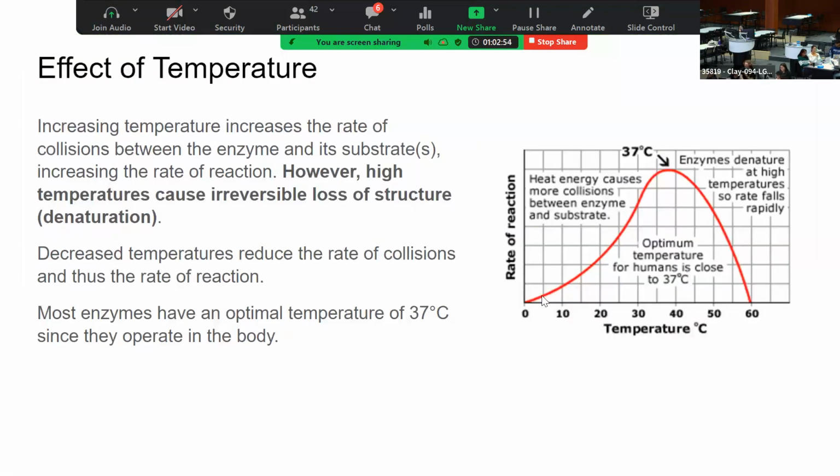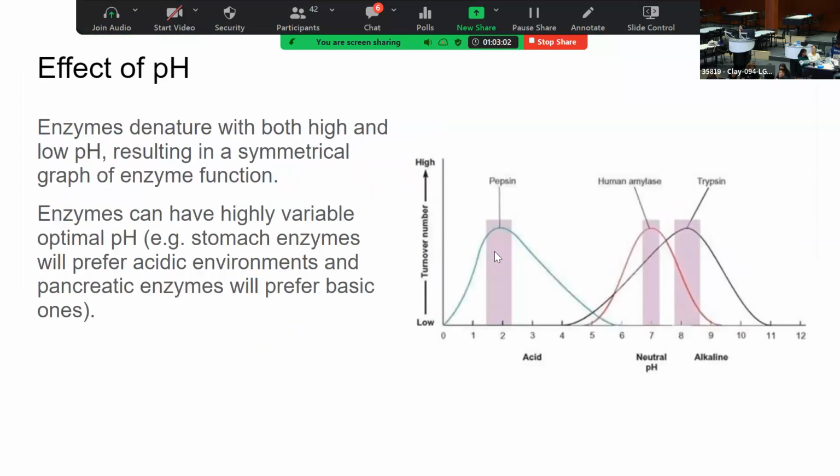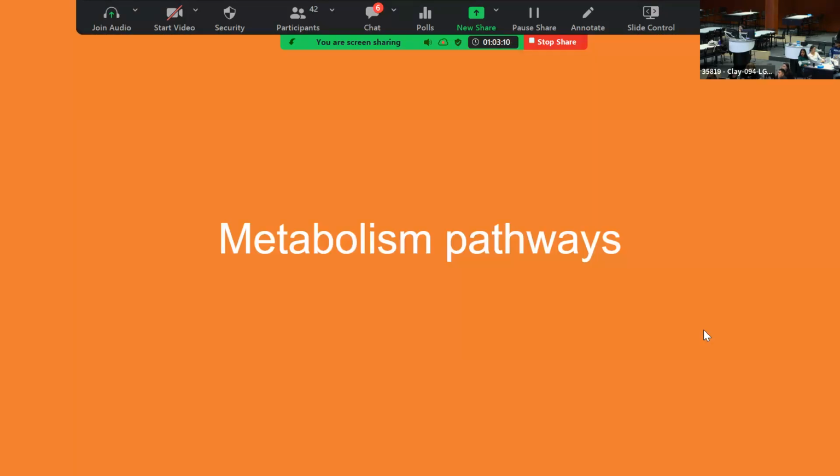So as I said, basically the effective temperature for most enzymes in the body, the peak is going to be 37, and it decreases after that as the enzyme gets denatured. pH depends on whatever enzyme you're looking at. It changes depending on the enzyme, and it pretty much forms a bell-shaped curve on either side of it. Okay, any questions about that?